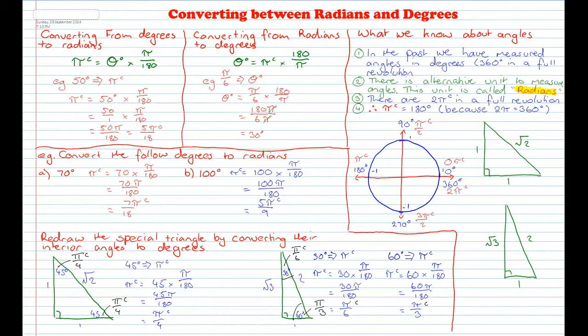So if I go through now and redraw my triangles just using radians, this here is equal to pi on 4, this here is equal to pi on 4, this here is equal to pi on 6, and this of course is pi on 3. Now it's essential that you know what each of these angles is in both degrees and in radians when working with the special triangles. Excellent, guys.